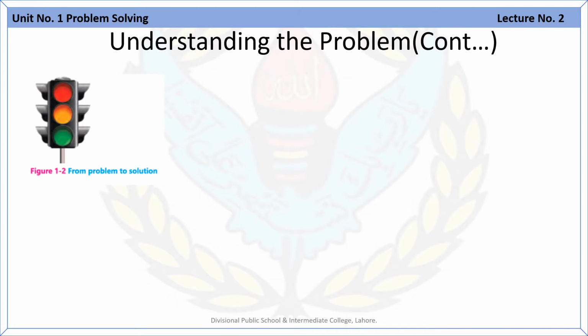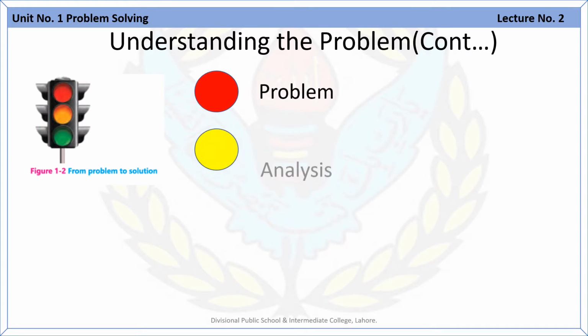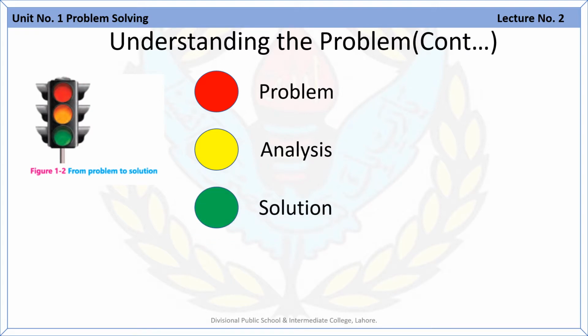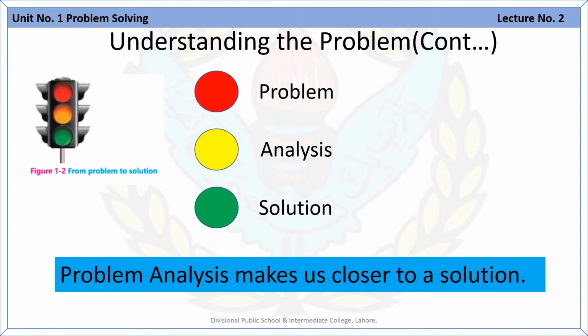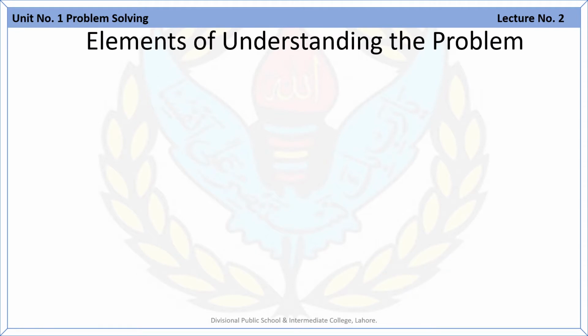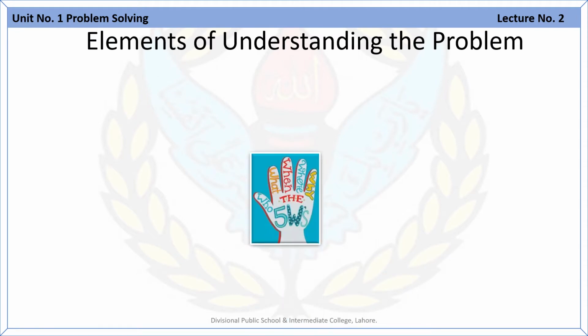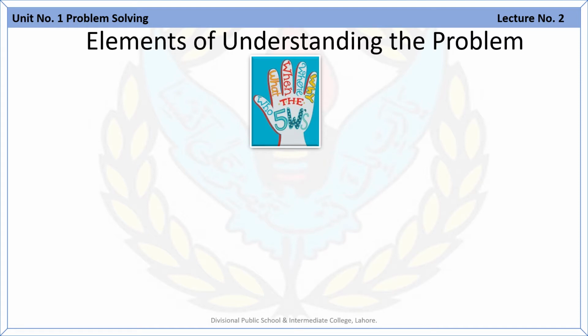Now we will discuss figure 1.2 on page number 3 of your textbook. This picture shows the metaphorical representation of the problem, where the red light represents a problem, the yellow light represents its analysis, the green light represents the solution. It shows that problem analysis brings us closer to a solution. Problem analysis helps to understand a given problem. By using the 5W's elements, we can easily understand the problem and lead towards the solution of a given problem.